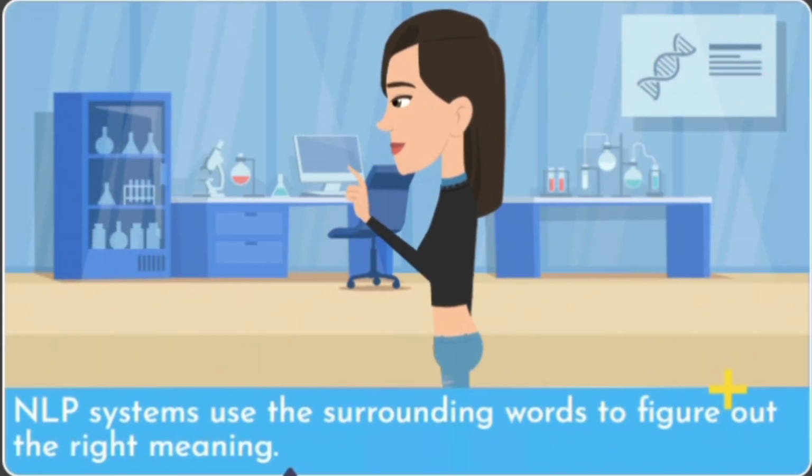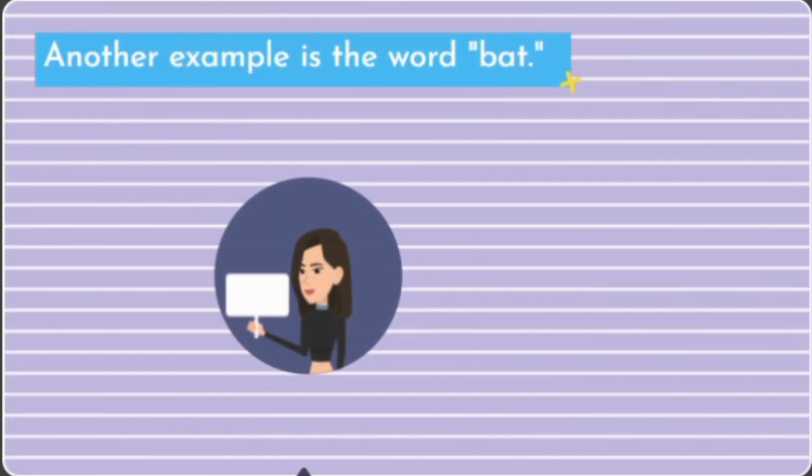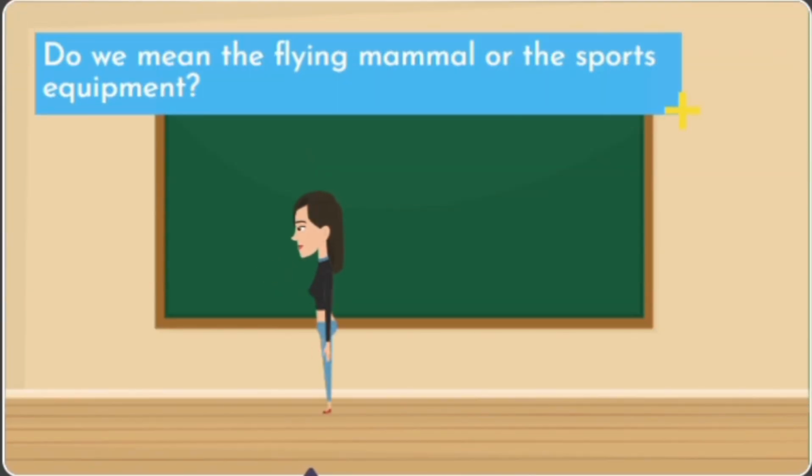NLP systems use the surrounding words to figure out the right meaning. Another example is the word bat. Do we mean the flying mammal or the sports equipment?